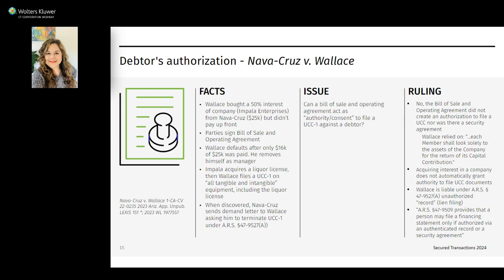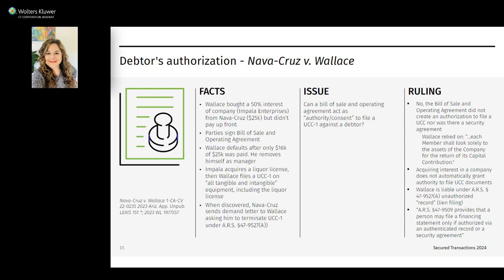This is a really good case that gives us the proposition that it is important for the debtor to authorize a UCC-1. I don't know, you'll have to read the case yourself, but I got the impression that Wallace was kind of up to no good here. He bought a 50% interest in a company called Impala from Nava Cruz, and Nava Cruz was still involved in Impala.